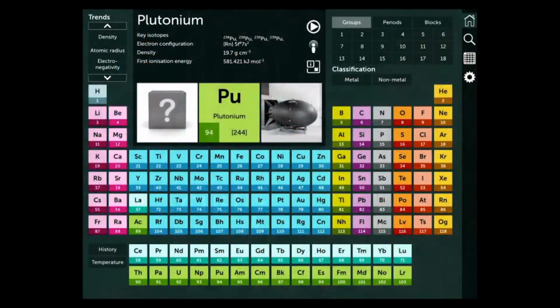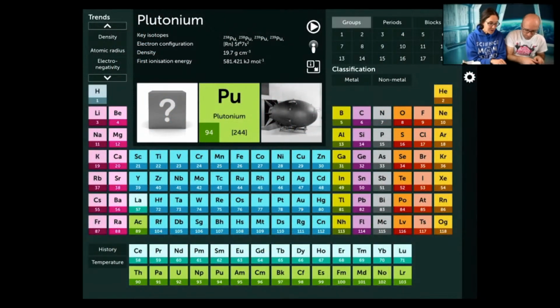All right, let's talk about plutonium super fast, because there were a couple good questions about plutonium that I wanted to answer real quick. All right. So element 94 down here on the periodic table. Very bottom. Yes.